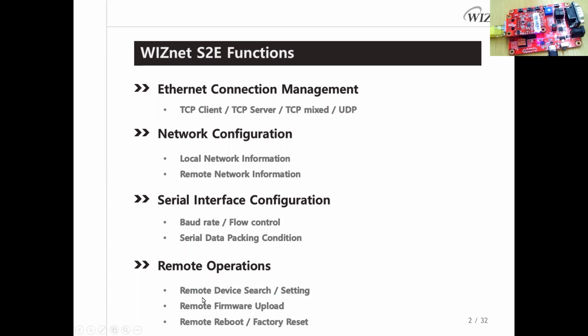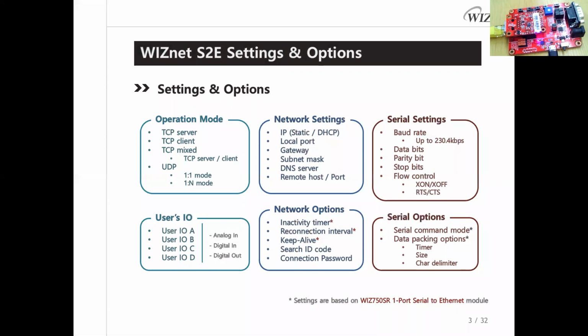You can do device search and setting remotely, and firmware upload, reboot, and factory reset remotely. This slide shows the various settings and options of Wiznet S2E. The functions are categorized into 6 parts: operation mode, user SIO, network settings, network options, serial settings, and serial options. Please refer to the previous webinar, Serial to Ethernet Bootcamp, for more detail about the meaning of each option.